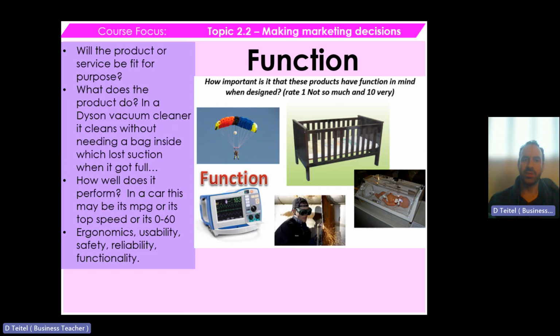So how well does it perform? In a car, it might be its MPG or its top speed, might also be its fuel economy and things like that. So what makes that unique? Also now we're talking about electric cars, and traditionally electric cars didn't go fast enough, but now Teslas have made faster electric cars. So things like that, what function it serves. It's also about the ergonomics, how something looks and functions, how you use it, like office chairs and things like that. Usability, safety, reliability, and functionality. This is what function looks like.